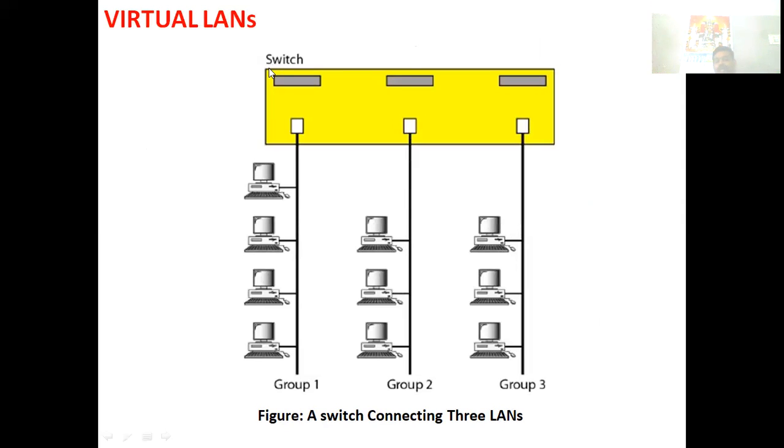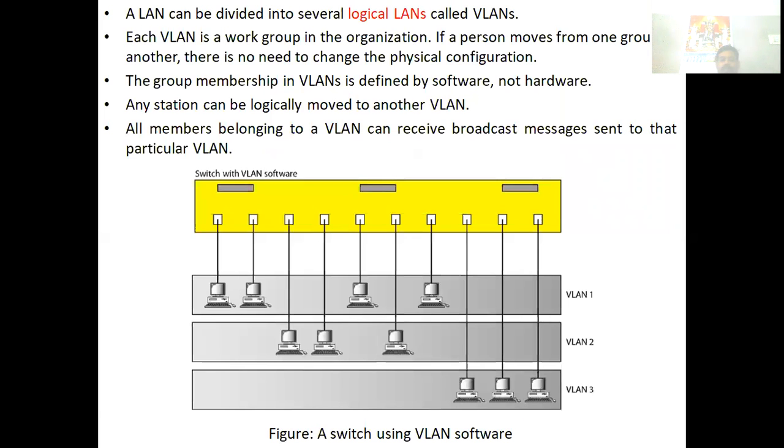Virtual LAN. So here you are having a switch. In the switch, you are making a virtual connection. You are grouping the LANs. Now, a LAN can be divided into several logical LANs called virtual LAN. Each virtual LAN is nothing but a work group in the organization. If a person moves from one work group to another work group, there is no need to change the physical configuration.